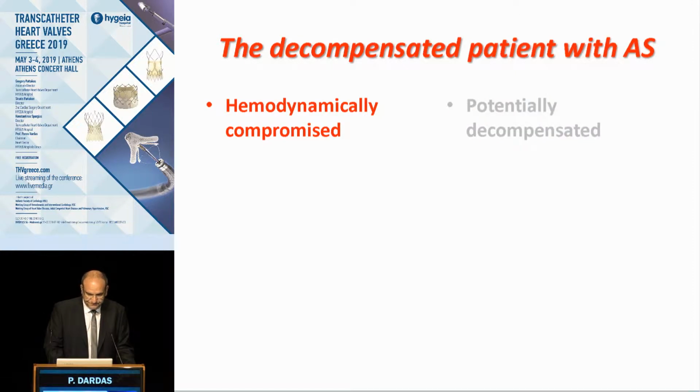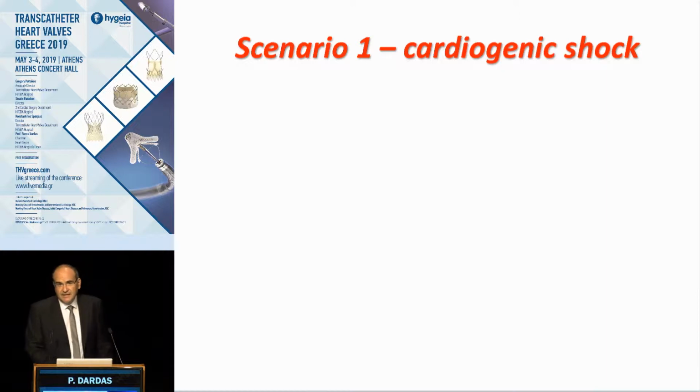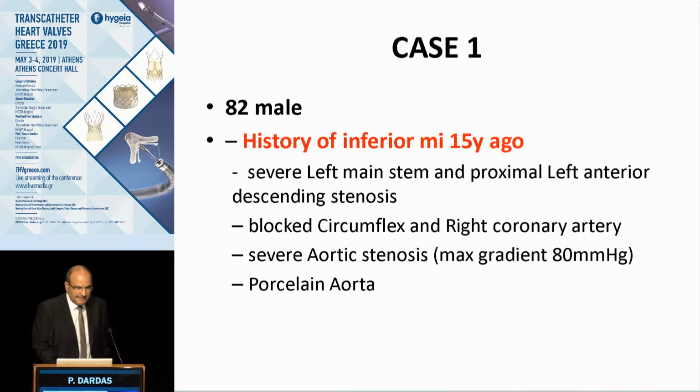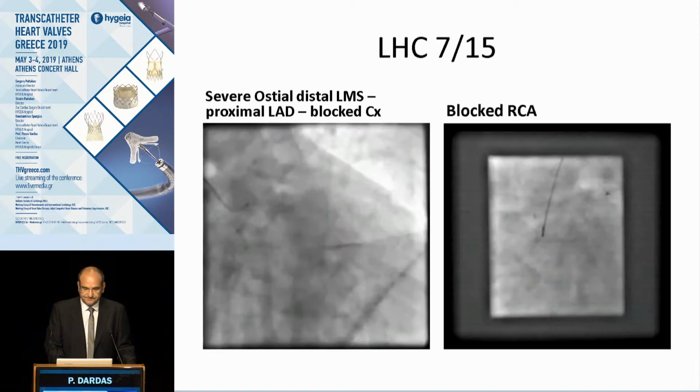Now, let's see the first category, and the most common clinical scenario is a patient with cardiogenic shock. And this is a case of an 82-year-old male with a previous history of inferior myocardial infarction 15 years ago, severe left main proximal LAD disease, blocked circumflex, blocked right coronary artery, severe aortic stenosis, and a porcelain aorta.